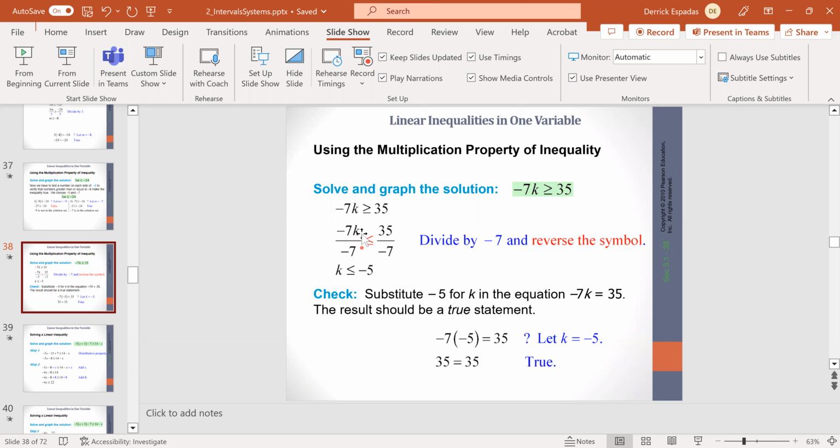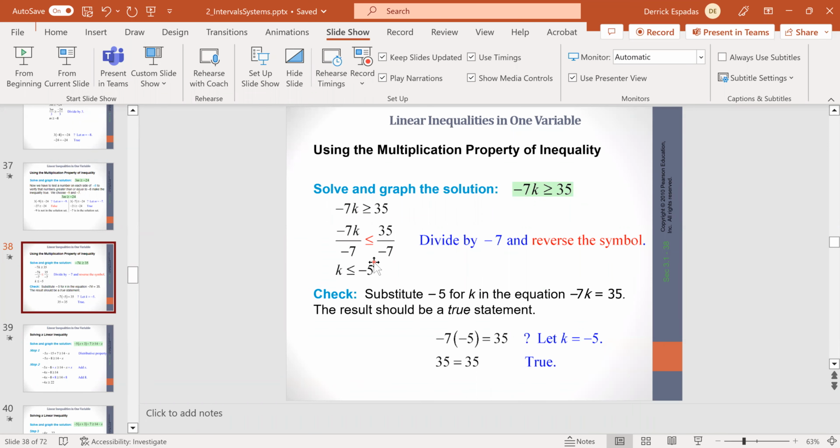On the k side, we end up with k. But because we divided by a negative number, we're going to flip the greater than sign, so now it's a less than sign, to make the statement true. We're going to keep the equal to, but we're just going to flip that sign. And because we divided one side by negative 7, we divide the other side by negative 7. 35 divided by negative 7 is negative 5. So k is less than or equal to negative 5.